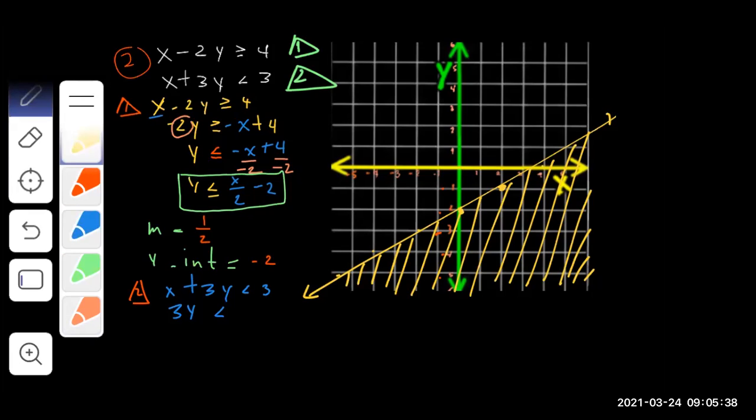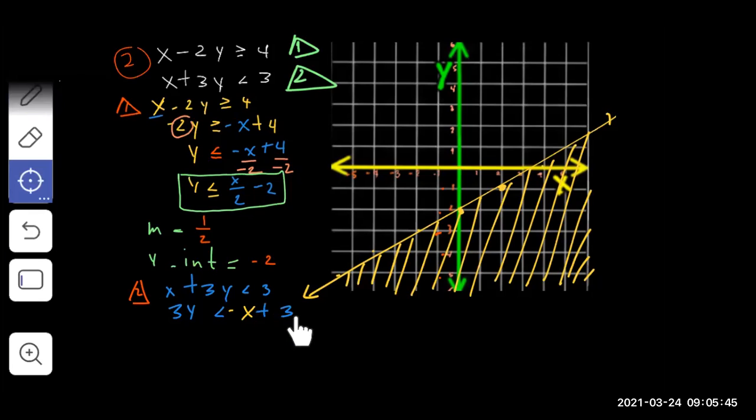The positive x, right? If I move it to the other side, it will be negative x. And I just get the 3 down. I repeat, this 3 is this one. This 3y is this 3y. The only thing that I'm moving or modifying is this positive x. On the other side it is negative x.